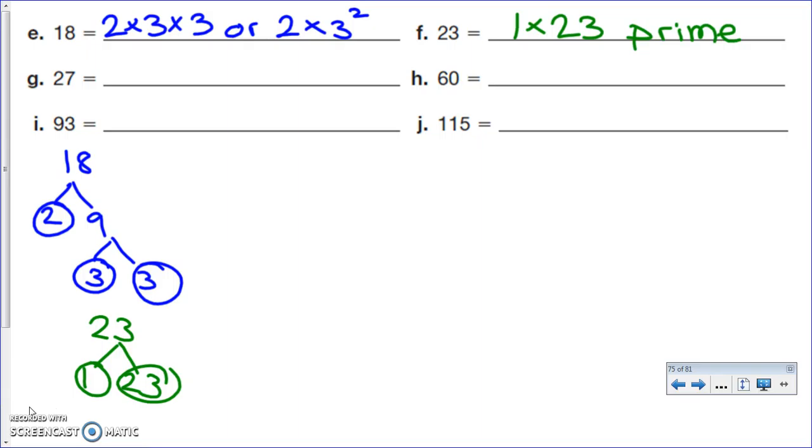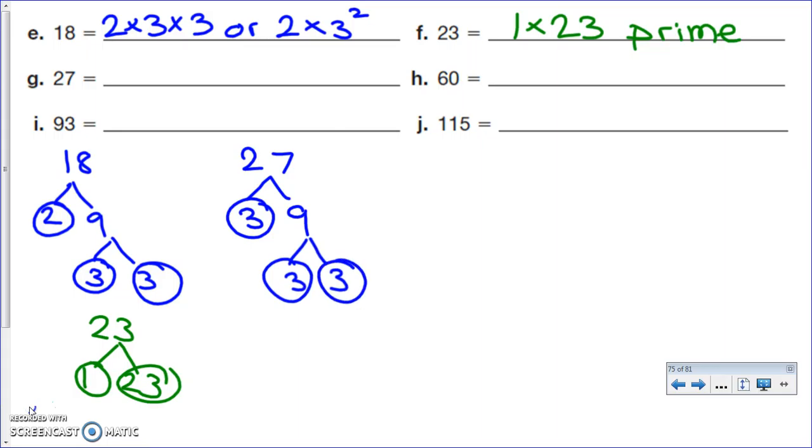For G, we have 27, so we're going to write the number out, and we know 3 times 9 gets us 27. We know 3 is prime, so we're going to circle it, and then we know to get 9, we multiply 3 times 3. So the factor tree for 27 gives us the prime factorization, which becomes 3 times 3 times 3, or 3 cubed, which means it's composite because it's not just 1 times 27.